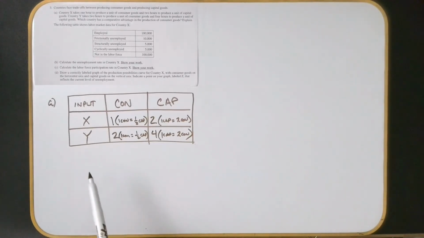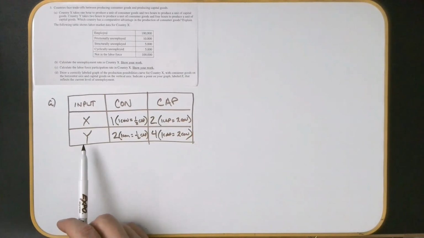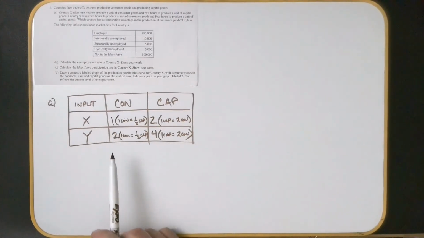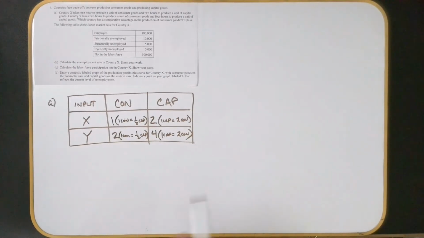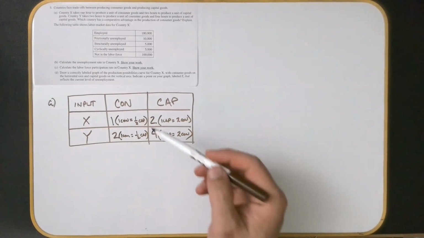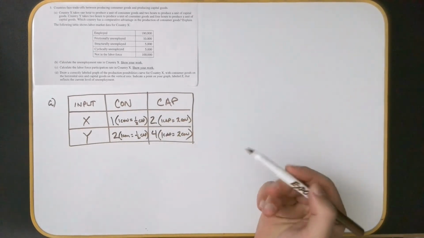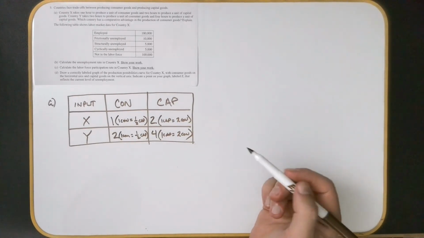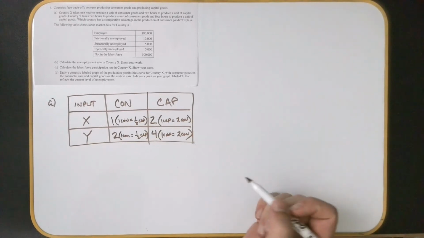And what you're noticing is it looks like country Y must just be a bigger country or a bigger economy. They have the absolute advantage in both. And maybe it's just because they're bigger. But the opportunity cost, they're equal. So no one has a comparative advantage here at all. So they wouldn't make very good trading partners. They should just make the things themselves.